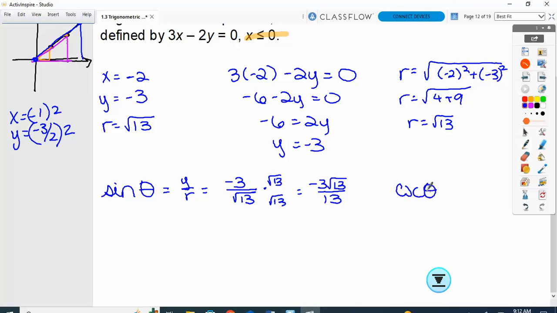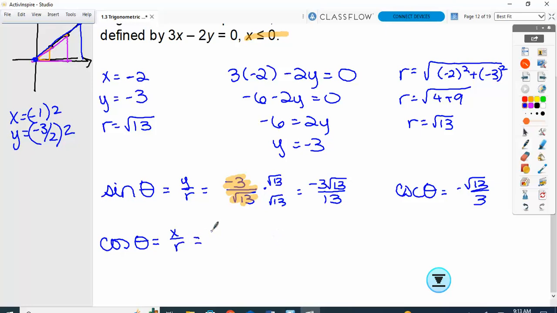Okay, cosecant. That's the reciprocal of sine. You can do the reciprocal of your final answer, but then it's just going to move your radical back down. It's just r over y. When you're doing reciprocals, it's easier to do the reciprocal before you get the radical off the bottom. So if I just flip this, I get negative radical 13 over 3.